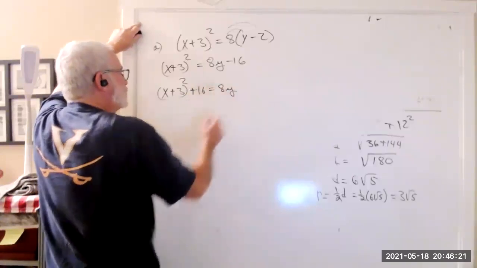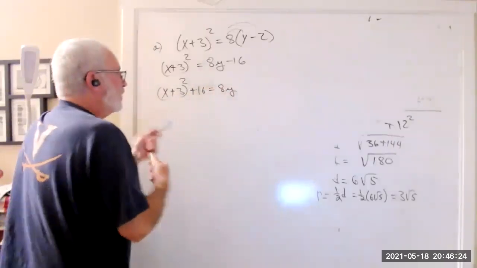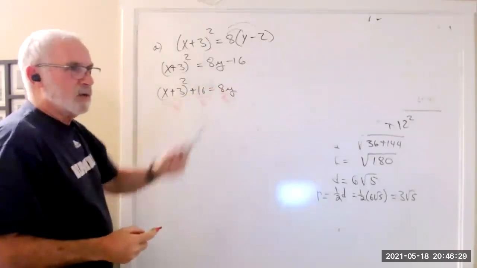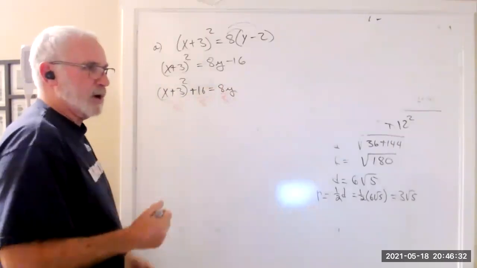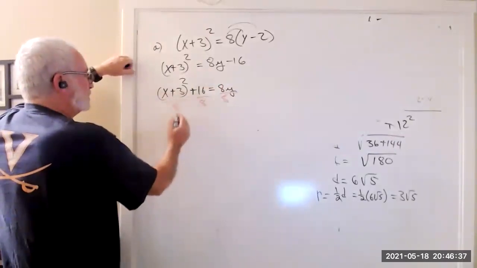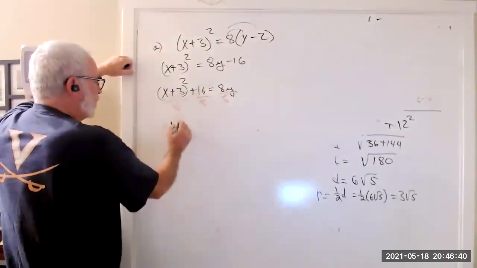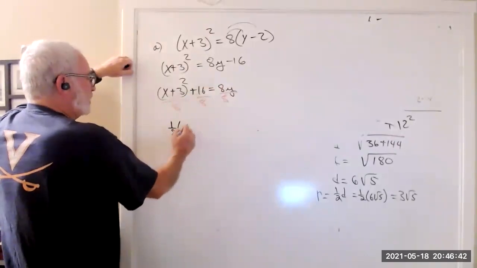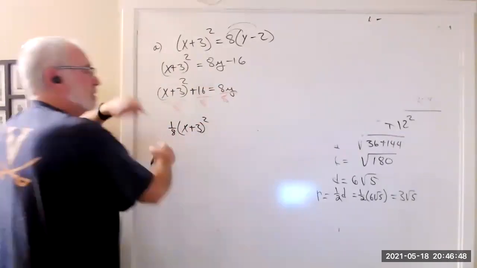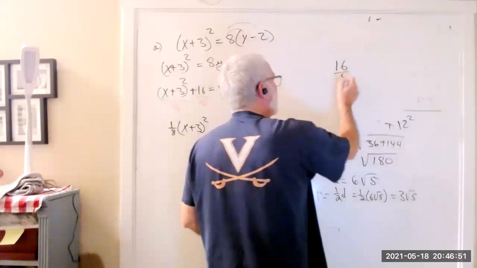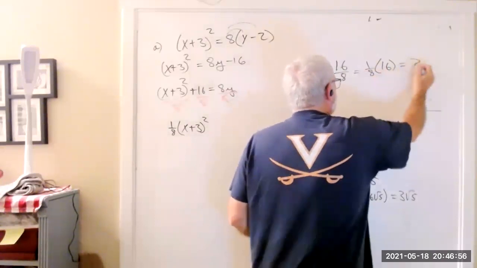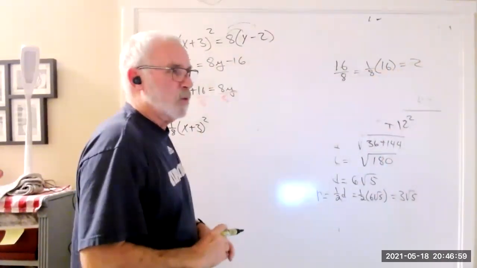Now, this is the first trick. We're going to divide everybody by 8 because we want to get y alone. That's our format for a parabola. We want to get y alone. But instead of saying divided by 8, we're going to multiply by 1/8. Dividing by 8 and multiplying by 1/8 are the same thing. 16 divided by 8 or 1/8 times 16, they're all the same. It just depends on what you want to write.